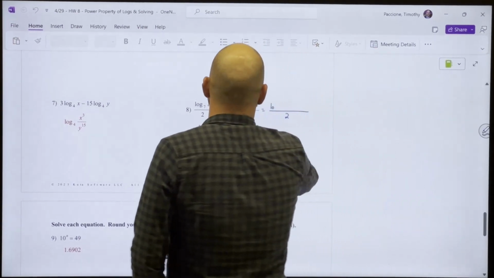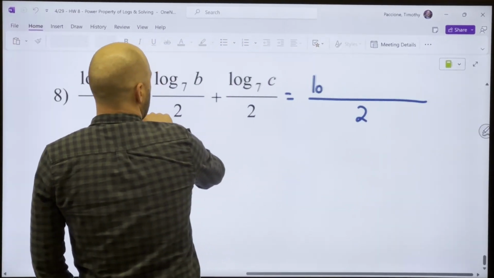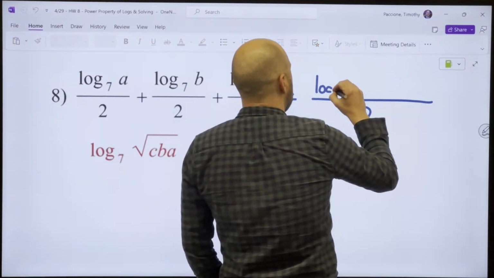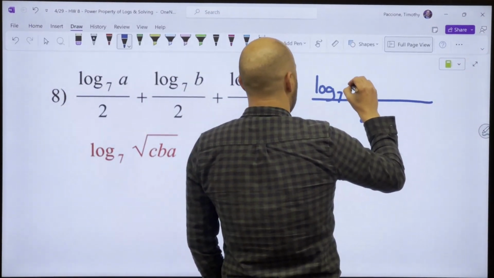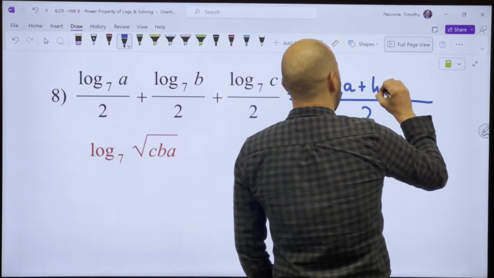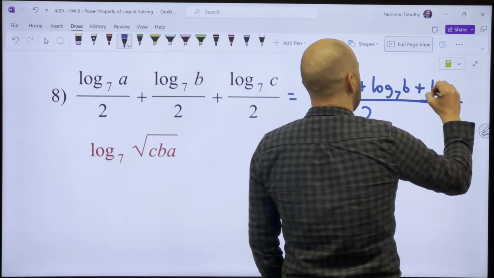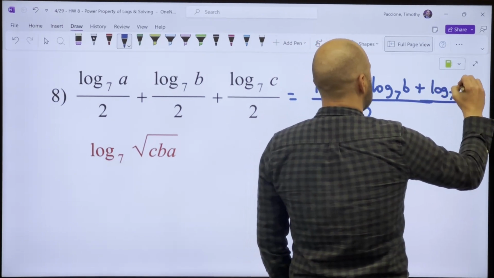As I was saying, okay, so common denominator, 2. So that's log 7a plus log 7b plus log 7c.